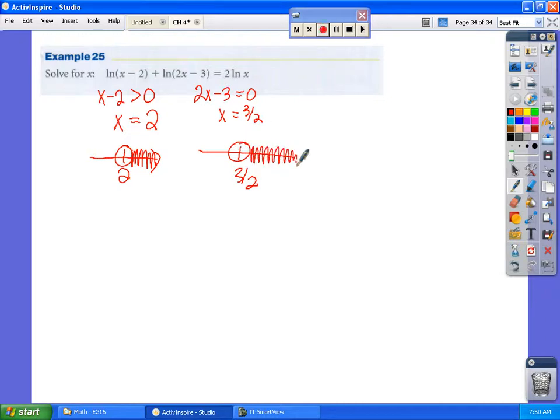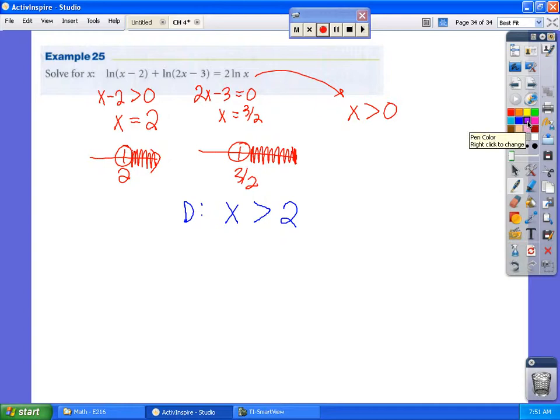The final domain over here would be x is greater than 0. So if you combine all of them, the actual domain for the problem would be that x must be greater than 2 to combine all 3 domains. So now I'm going to actually solve. I just want to make sure that my final answer is x is greater than 2.